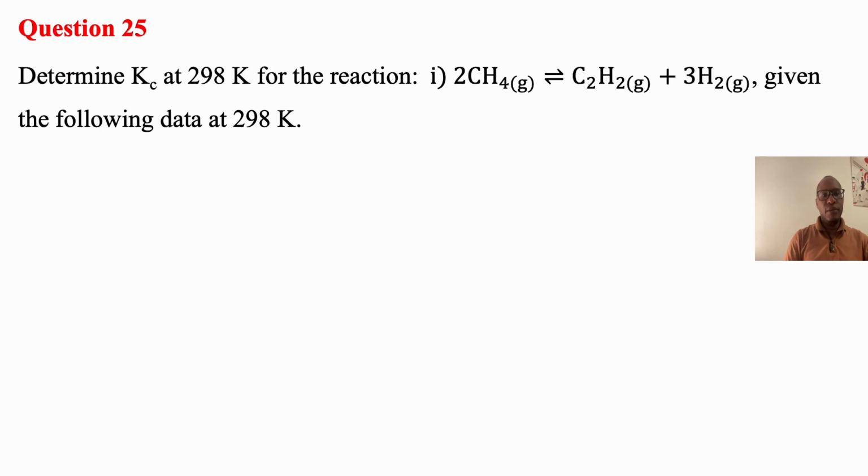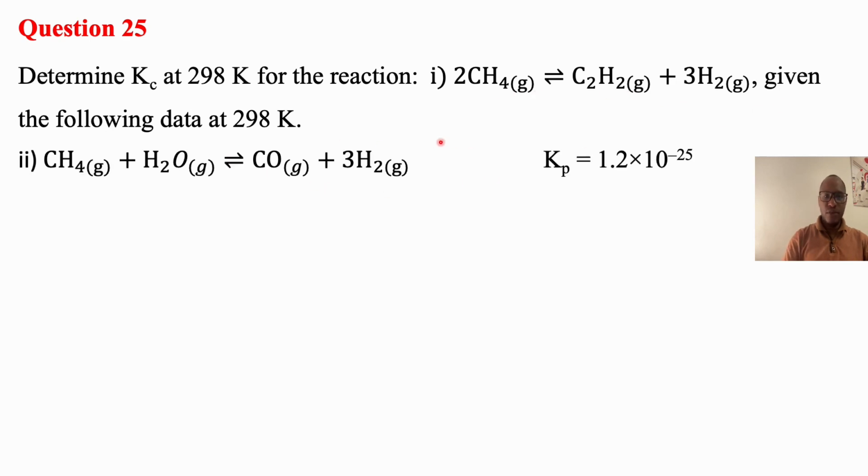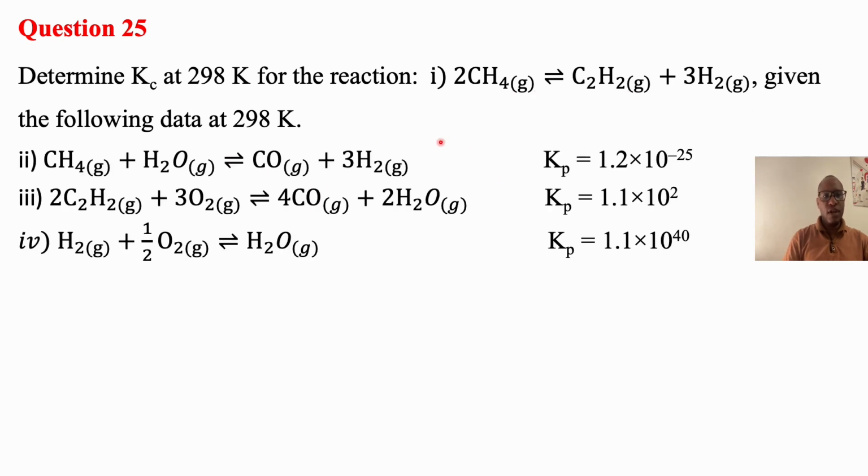Let's go to question 25. Question 25 is saying determine Kc at this temperature for the reaction. You have the reaction here given the following data. So what is the data that was given? That is 1, that is 2. Now we have the 3 data, and now they are asking to calculate the Kc for this reaction. So we need to make sure that we get this reaction. Let's see how we proceed.